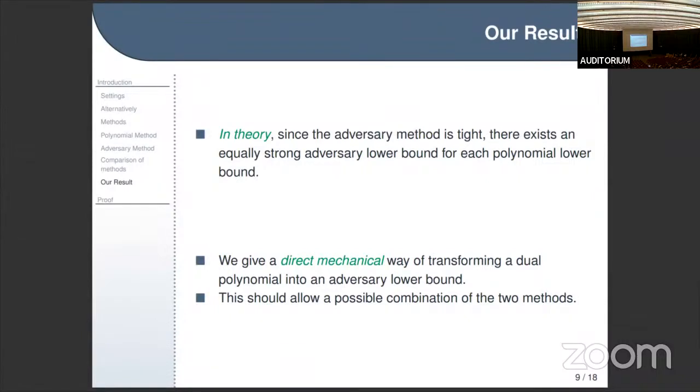In this talk, I will explain a very simple, direct, mechanical way of transforming a dual polynomial into an adversary lower bound. If you take a dual polynomial, you can consider it as a polynomial lower bound, but now you can also consider it as an adversary lower bound of a very specific form that I will explain shortly. The motivation is that this should allow a possible combination of the two methods and give a better understanding of both the adversary method and the polynomial method.